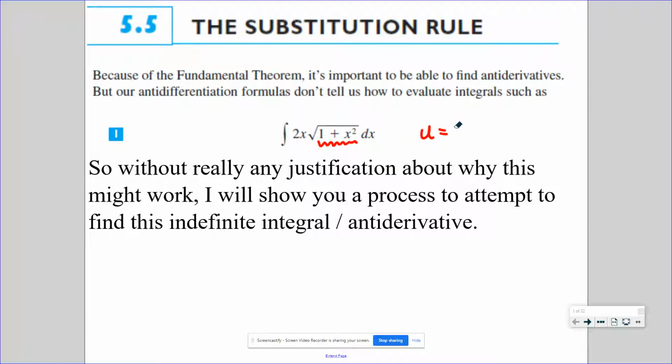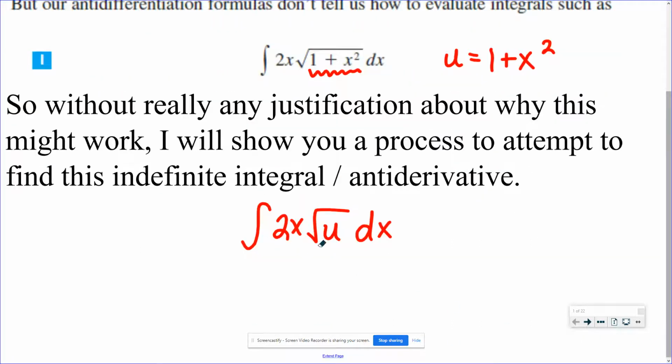Now, typically the something that you choose is going to be something that is inside of a radical, something that's inside of a trig function, or something that's in a denominator. Those are the most common choices. And so what this means is that you're going to modify your integral. When you decide that the inside is going to be called u, and you rewrite your integral with that u in that particular place, already you've made the integral look a lot less complicated.